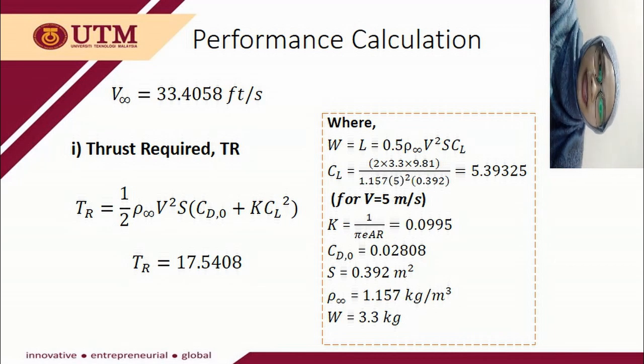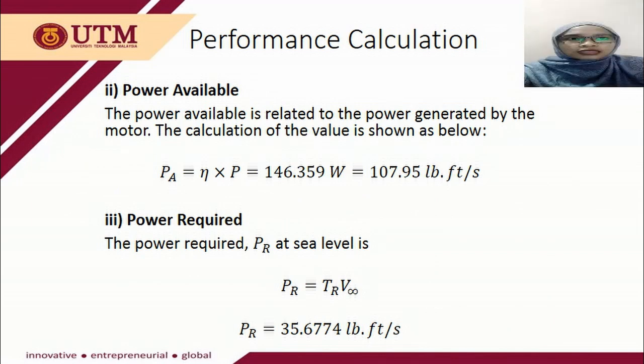The next one, we calculated power available. The power available is related to the power generated by the motor. The equation that we use to calculate power available is efficiency times the power, equal to 146.359 watt, which is equal to 107.95 pound-feet per second.